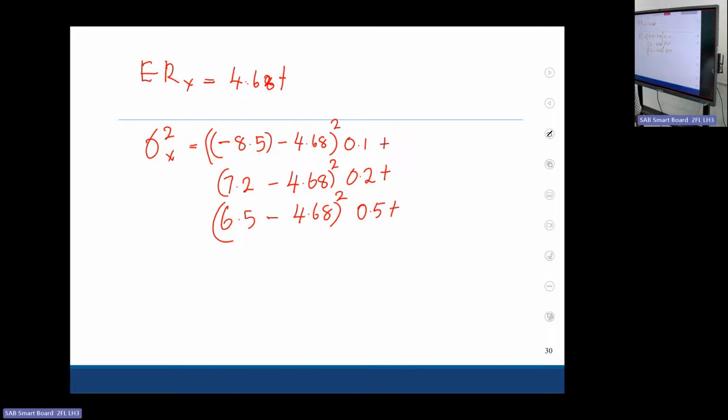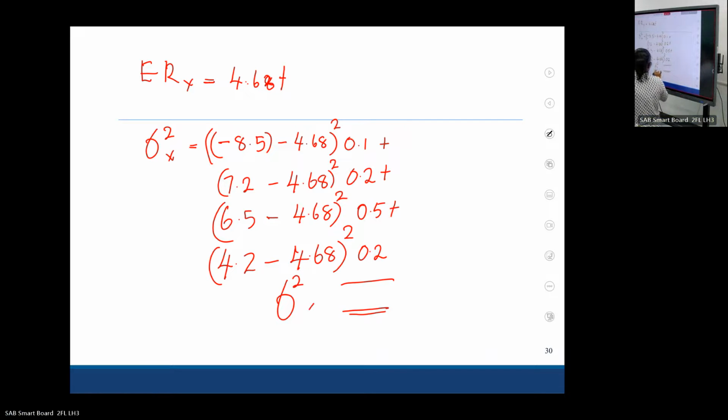In the fourth state of economy, forecasted return is 4.2. Deviation from the expected return, of the deviation, multiplied by the probability of happening of this state of economy, 0.2. So get the total here. This is the variance of X.